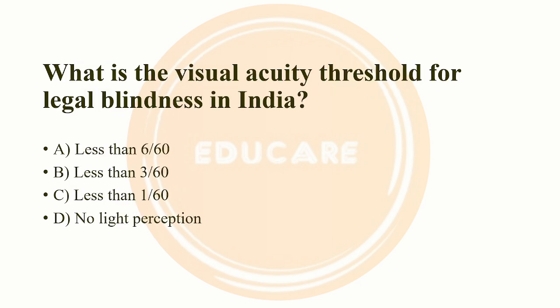Next, what is the visual acuity threshold for legal blindness in India? Option: less than 6 by 60, less than 3 by 60, less than 1 by 60, no light perception. Answer of this question is option A, that is less than 6 by 60.